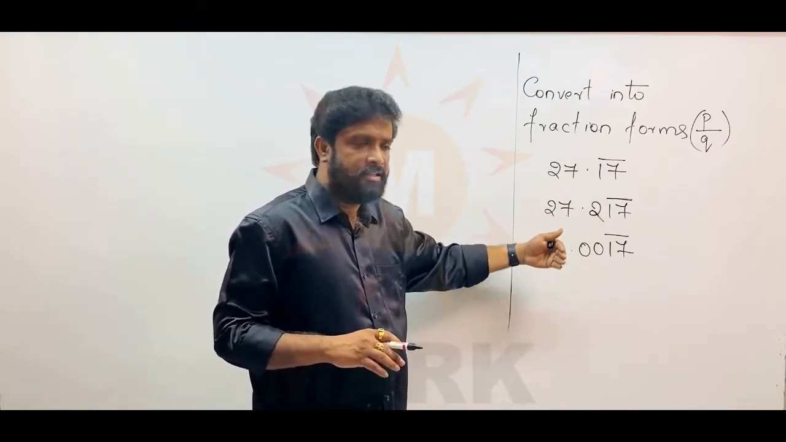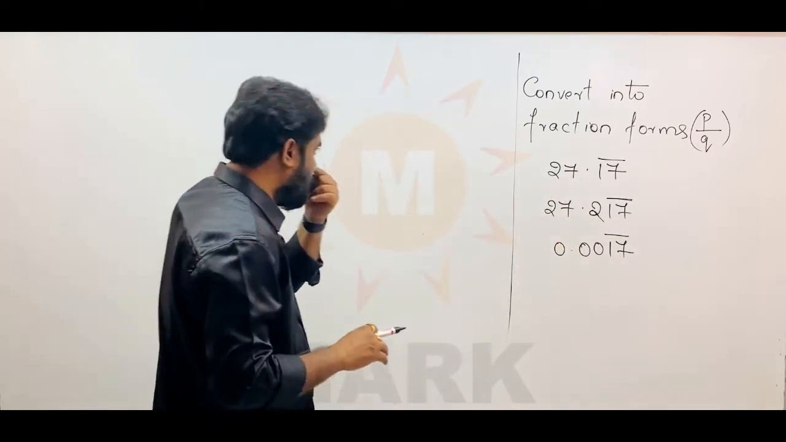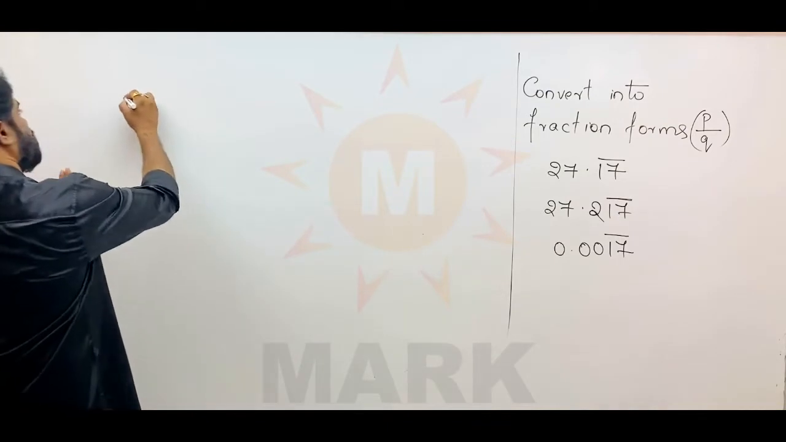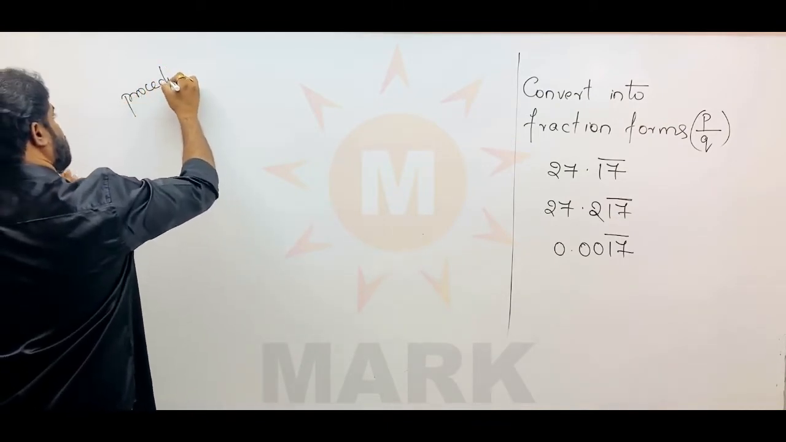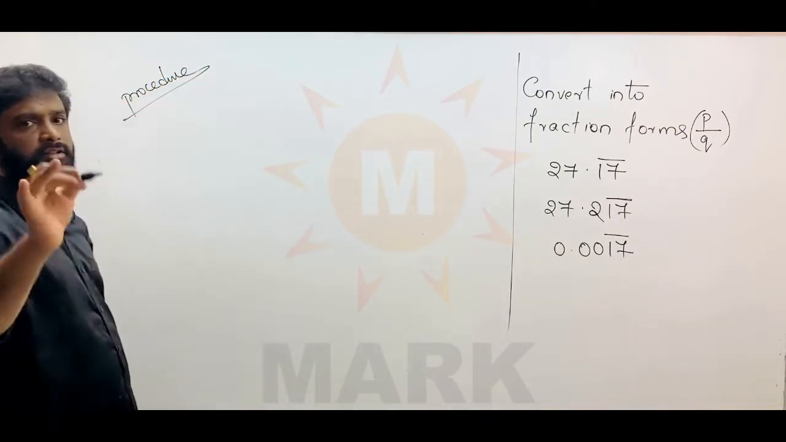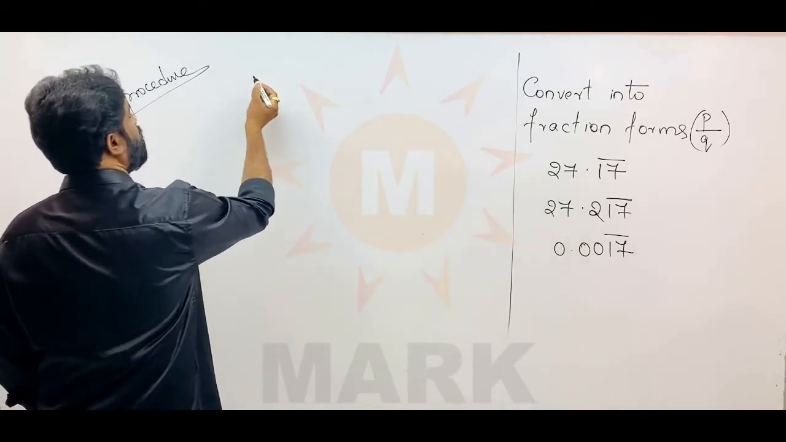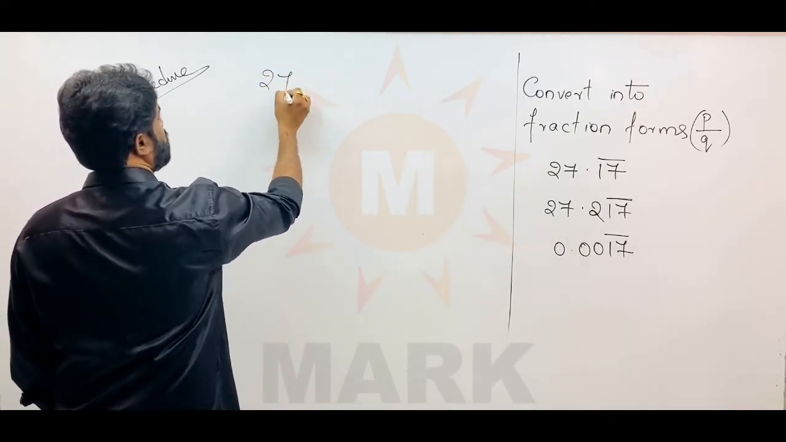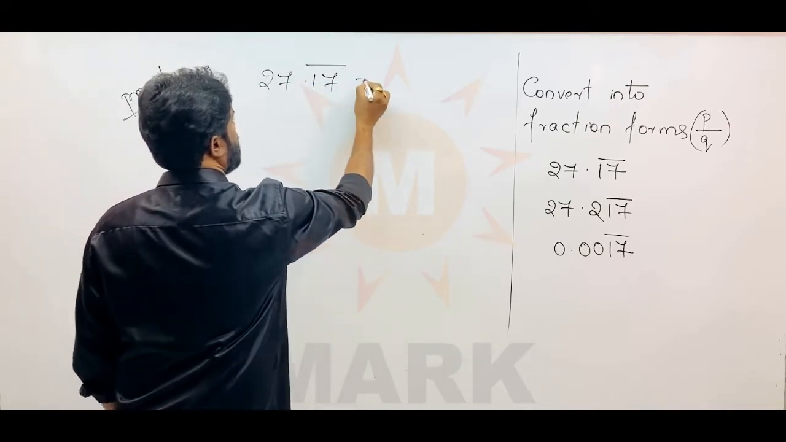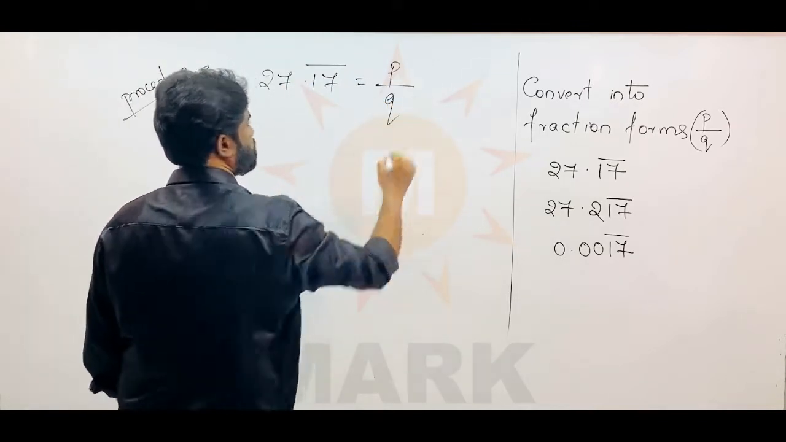In between 0 and 1 this is. Okay. Now if you go by procedure, friends, first I will tell you the procedure, then we can go for the shortcut, right? If you go by the procedure, they are asking you how to write this 27.17 bar as a P by Q form, right?